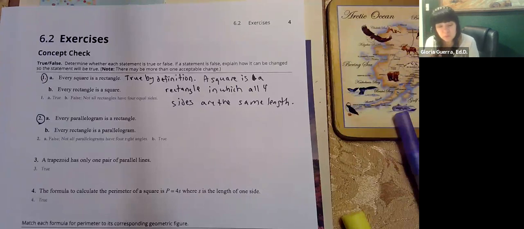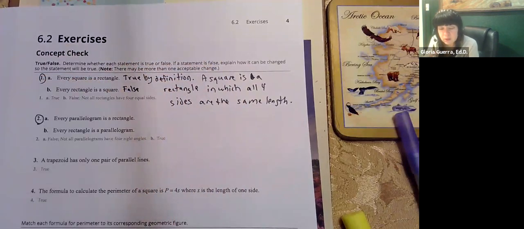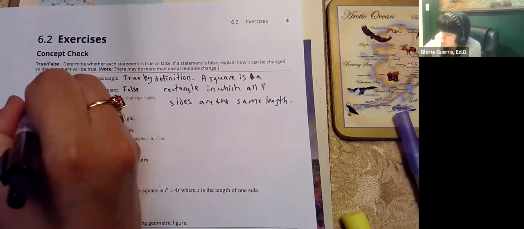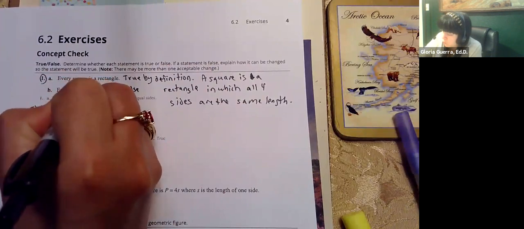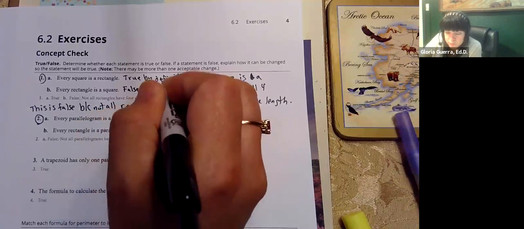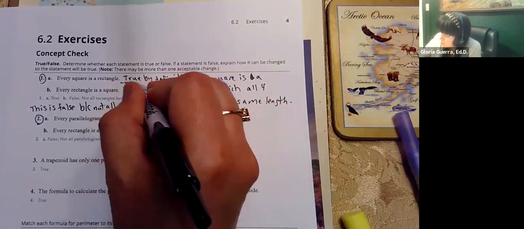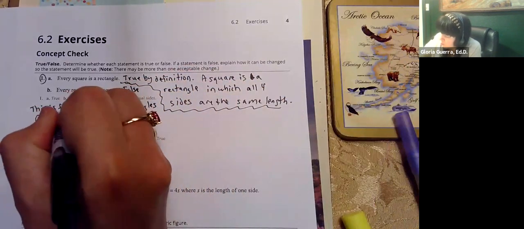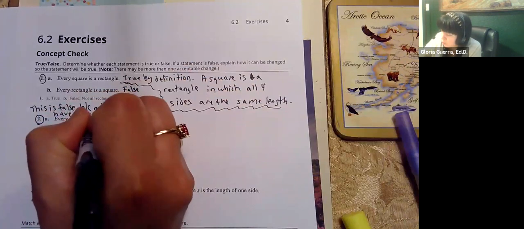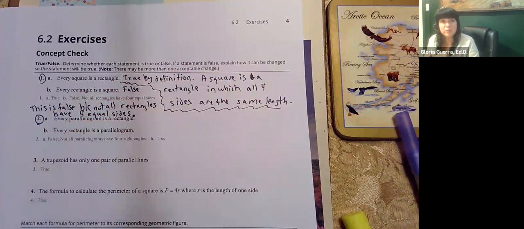Okay, excuse me. If you look at number 1B, it says every rectangle is a square. So for that one, we're going to say false, and this is because not all rectangles have 4 equal sides. This is false because not all rectangles have 4 equal sides, okay?